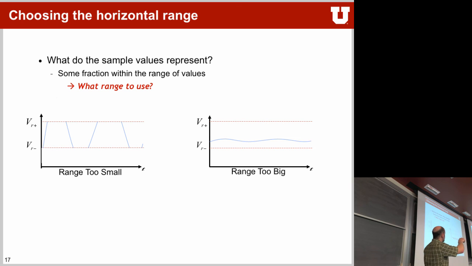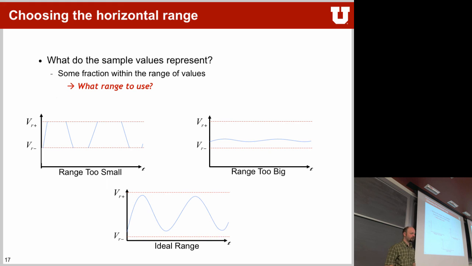Similar to this one here, if we choose VR minus and VR plus too big, then we don't get enough resolution on this signal. Remember, we have a digital system, so we have a certain step size that we can resolve. If we take our range too big, we can't find out what our signal is. What we really want is to find a VR minus and a VR plus such that we maximize the content of our signal to get the best resolution that we can get using our ADCs.